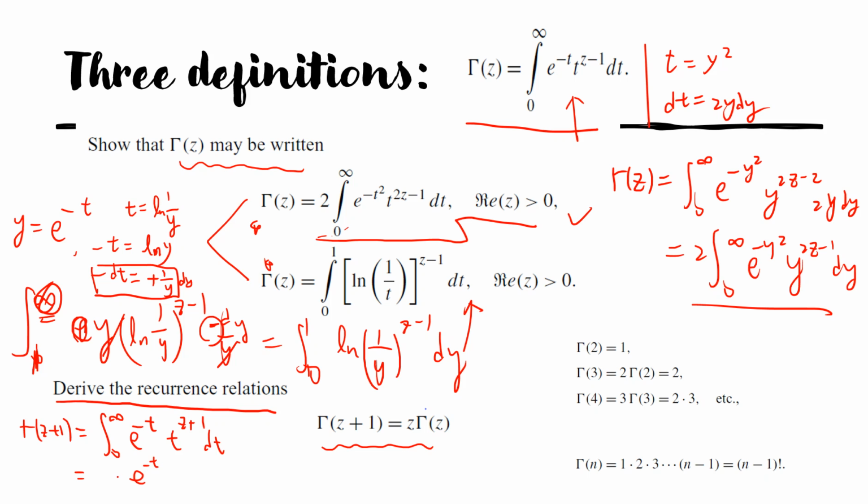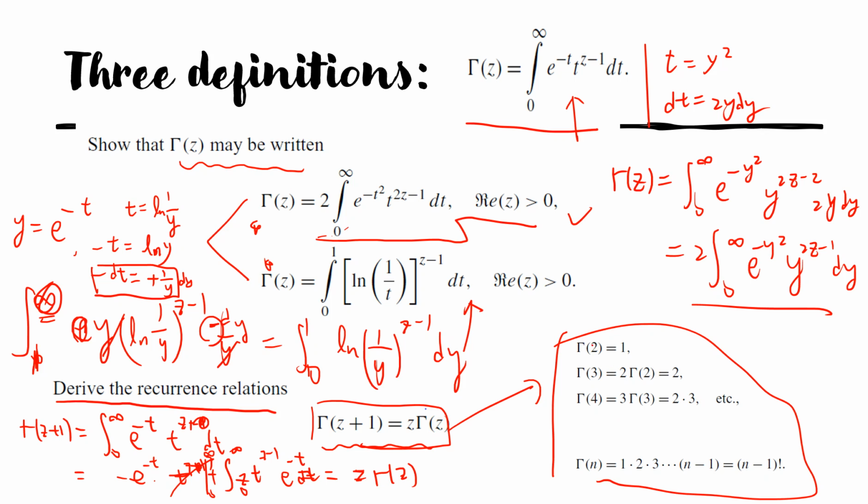So it is this minus, doing the derivative, this is z with respect to t. We have this. When t goes to infinity, this term will dominate, and when t goes to 0, this is 0. So this is exactly z times gamma of z. It is also easy to verify that gamma 1 is 1, and gamma 2 is also 1. So you can get this by just using this.